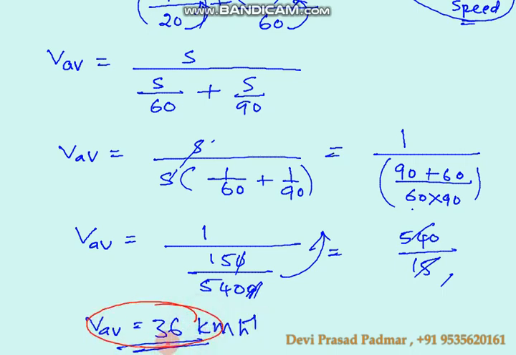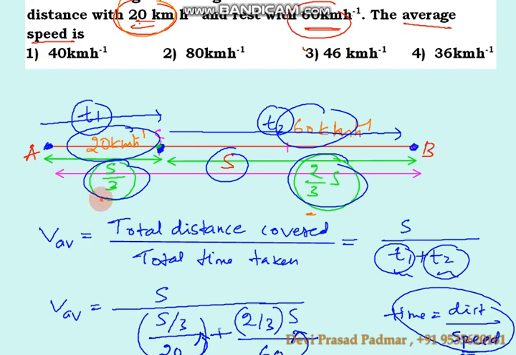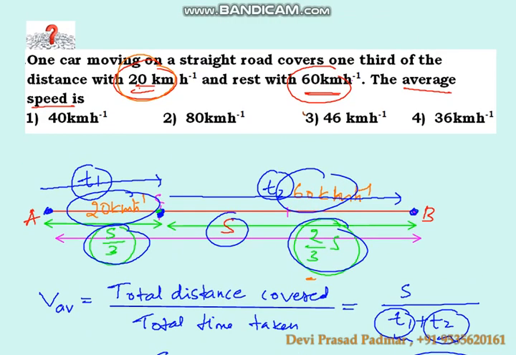The average speed of that car in moving from A to B is 36 km per hour. Where is 36? Option number 4 is the correct answer. I hope it is clear. So please remember the concept.